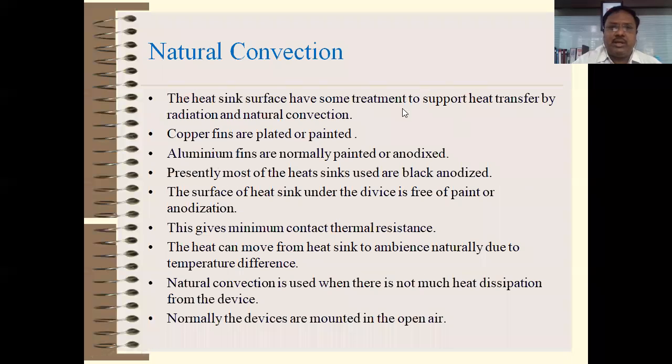majorly used in all power devices or maybe circuits where power devices are used. So natural convection means simply doing some process on a heat sink. The heat sink is open to air, and normally the heat sink is vented so that the temperature handling capacity of the heat sink increases. Sometimes it is plated, or anodized material is mounted on the heat sink so that the temperature dissipation capacity of the heat sink increases. So that is called natural convection.